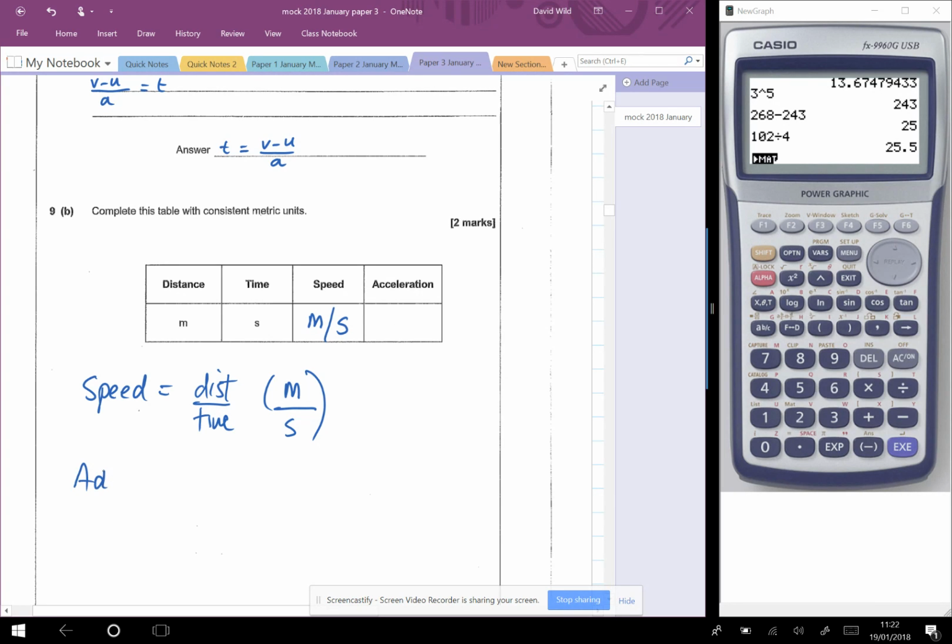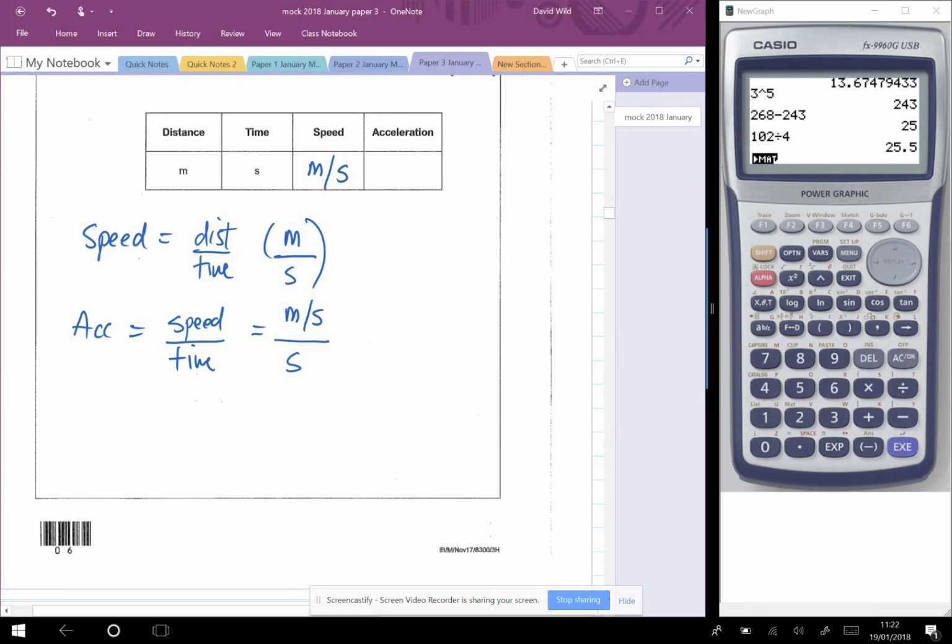Acceleration is change of speed over time. So speed over time. The units of speed is meters per second, and the units of time is seconds. So let's look at this. We've got meters per second, that's this numerator, divided by, that's this divide sign here, seconds.